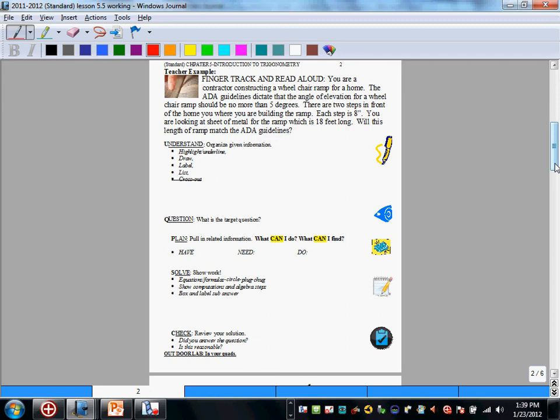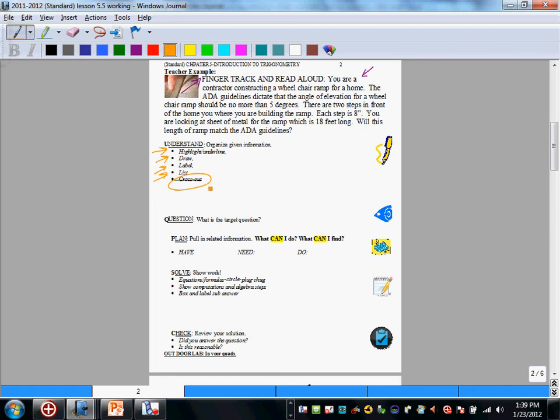All right. I'm going to give you guys 2 minutes, and I want you to do this on your own. Everybody, put your finger right there where it says finger. Keeping your finger on the paper, you're going to finger track and read this aloud, which means when I say go, there's going to be an explosion of mumbling. Then, I want you to go back. Highlight and underline key information, attempt to draw, attempt to label, make a list of given, and then you do the cross out, which means you go back and cross out your highlights when you've accounted for it.